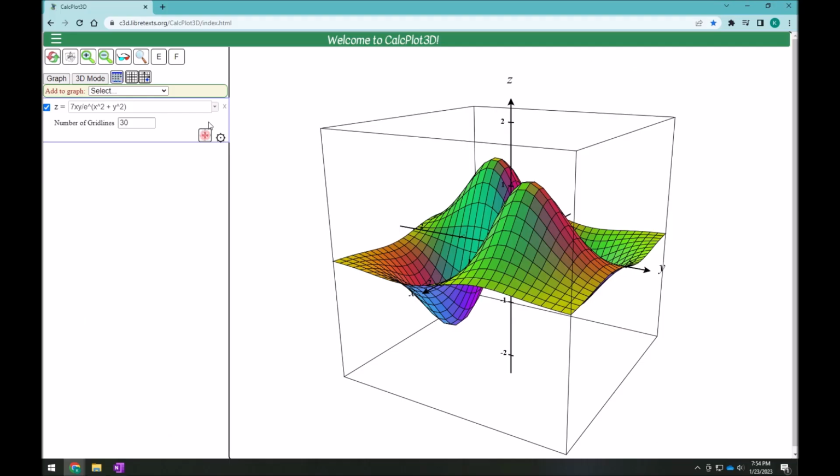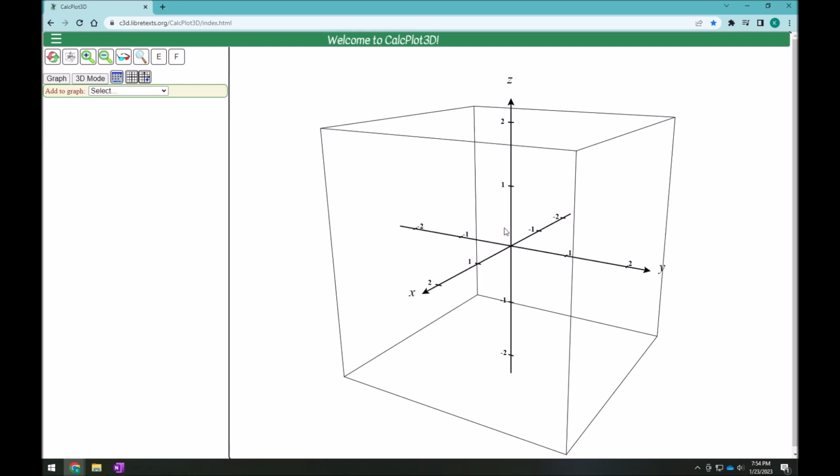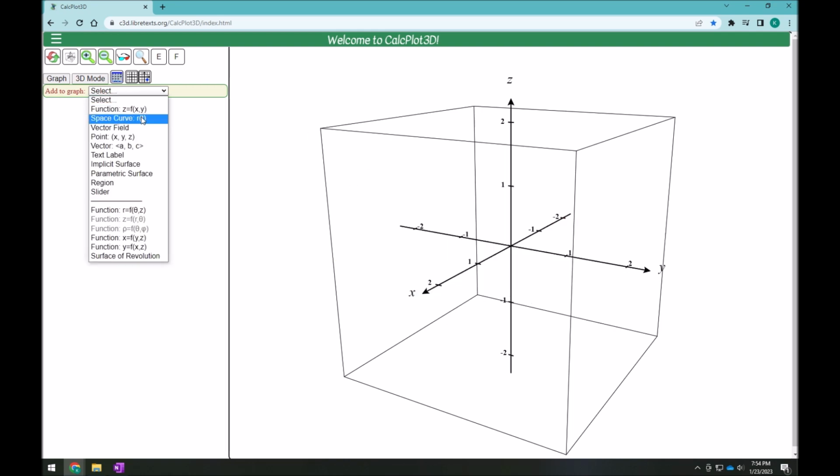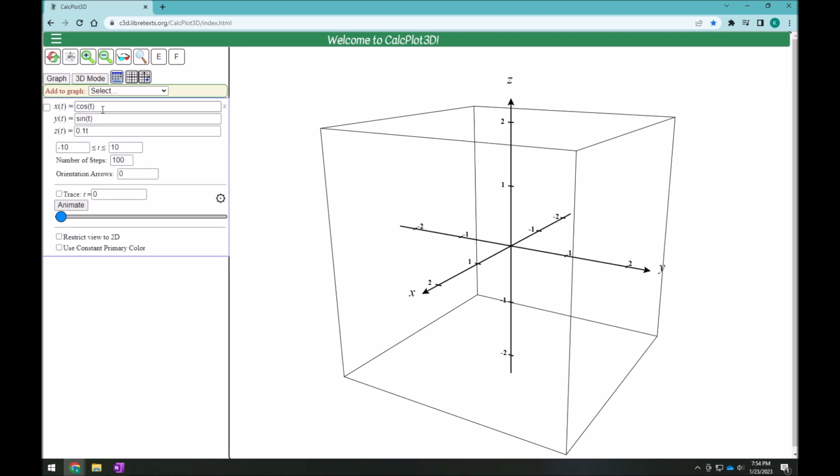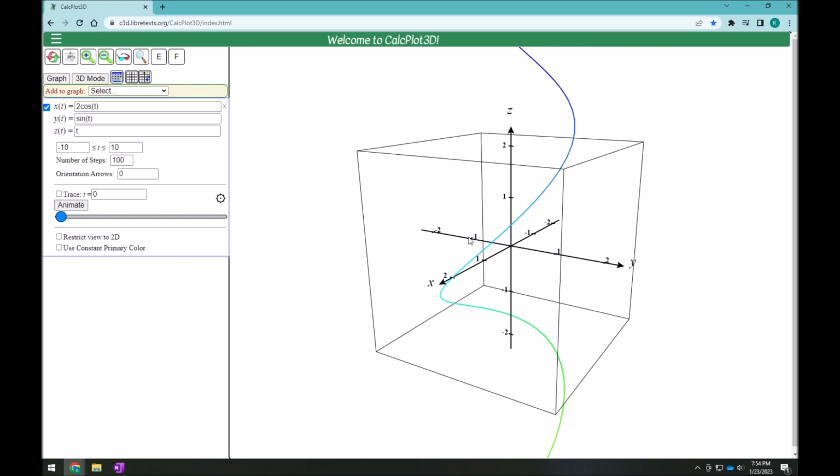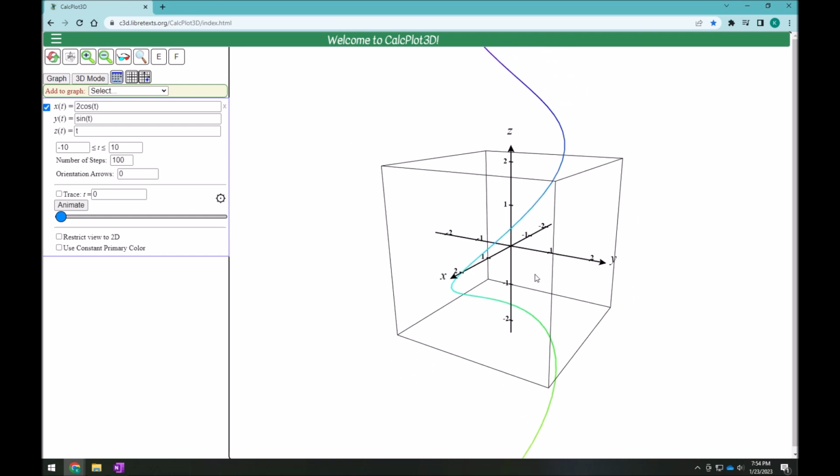Okay, if I switch over to the 3D plotter here, what I'm going to want to do right away is delete out this first function and go ahead and graph a space curve. The curve that I'm going to graph is actually the original curve. So I'm going to do a 2 cosine t, a sine t, and a t. Okay, if I graph this, I can see what I'm ending up with here. I can even zoom out a little bit. I'm actually ending up with a little spiral shape here.